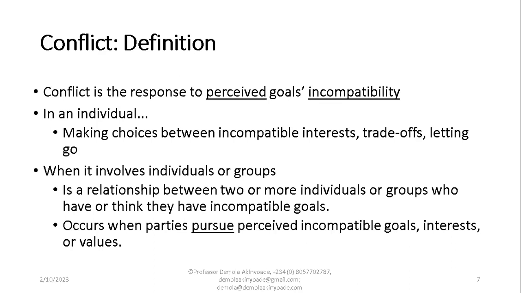But beyond individuals, sometimes this perception of incompatibility is between individuals or groups. And at that level, conflict is a relationship between two or more individuals or groups who have, or think they have, incompatible goals.